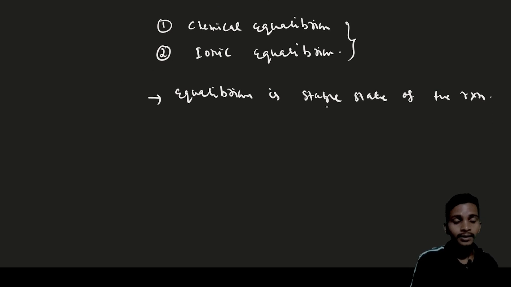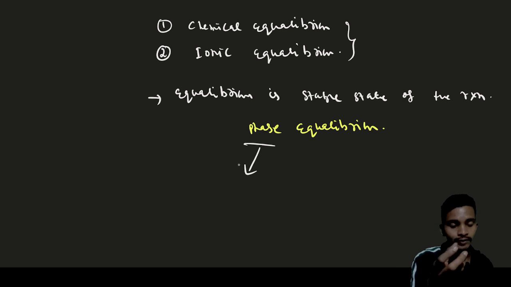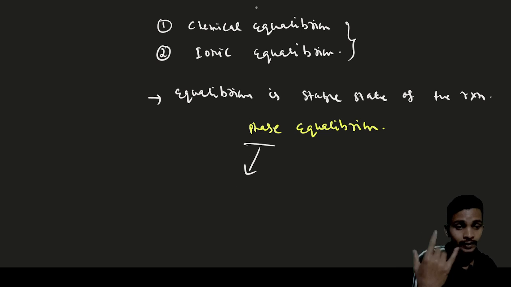So this chapter is phase equilibrium, and it has two parts. One is phase. If we say phase, a heterogeneous, physically distinct and mechanically separable part of a system is called a phase.